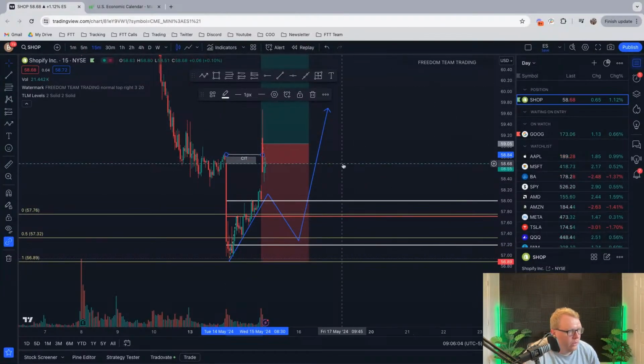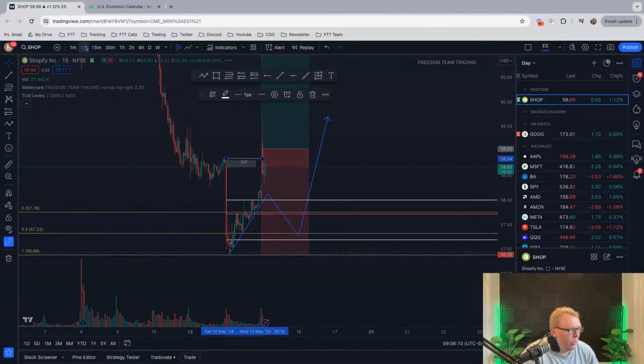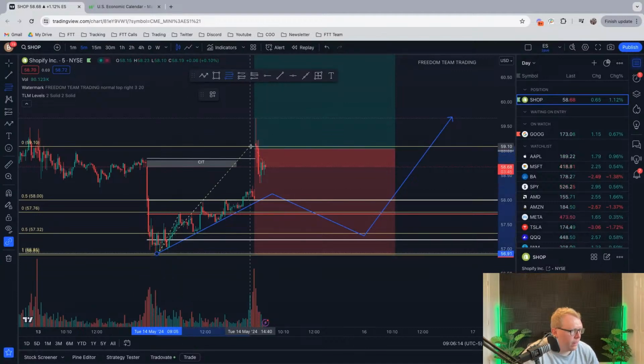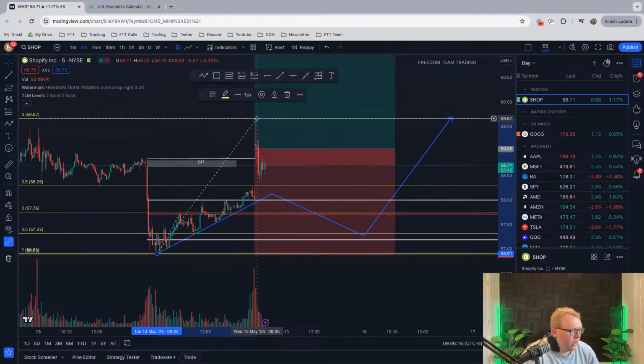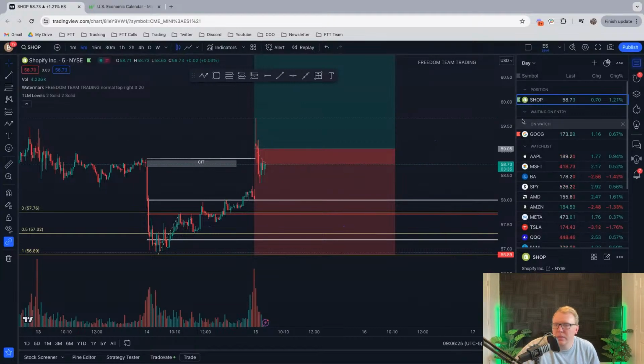But no, it looks like it has good potential. I don't like how it sold off. That's kind of what I was waiting for. Maybe I should have been a little bit more patient. But it kind of reacted right at that 50%. So we'll see. I do like it still, though. I still like it. Crikey.